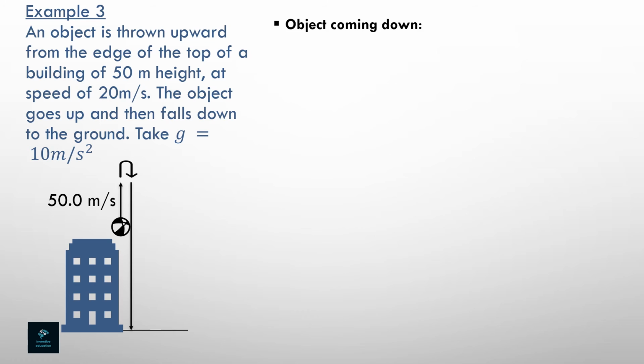When the object is coming down, the initial position of the object is the maximum height it reaches before starting to fall down. Therefore, x0 is equal to 70 meters. The final position x is the ground level, that is 0 meters. The initial velocity is the velocity at the maximum height, that is 0 meters per second.